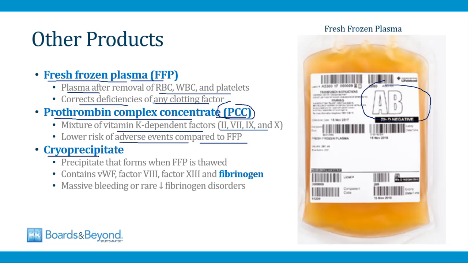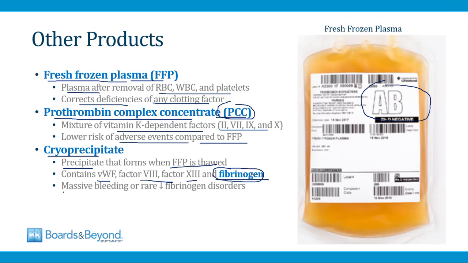And then finally, cryoprecipitate is the precipitate that forms when FFP is thawed. And it contains a number of factors that are important for hemostasis, including von Willebrand factor, factors 8 and 13, and also it contains lots of fibrinogen. And so you need fibrinogen to make fibrin to form blood clots.